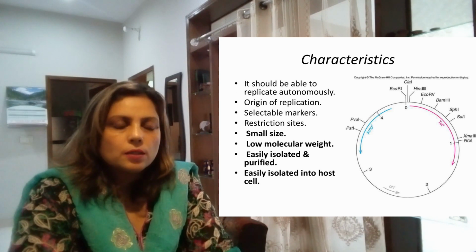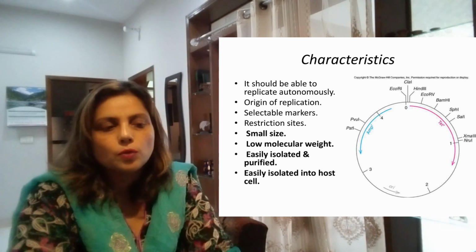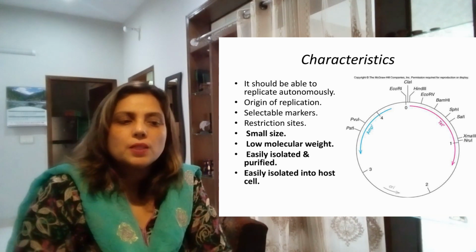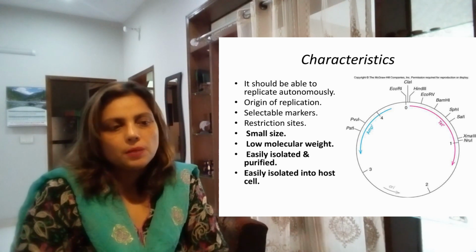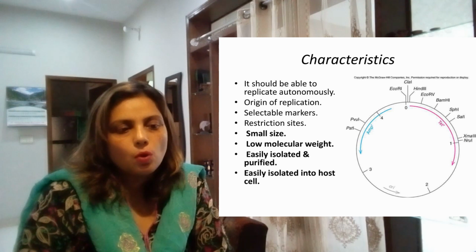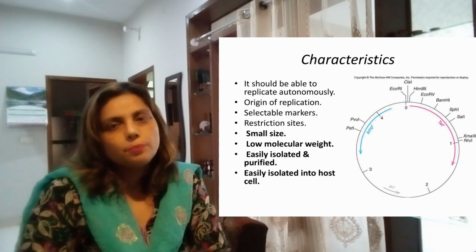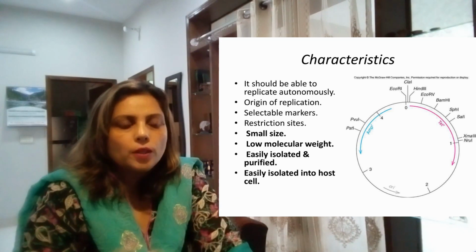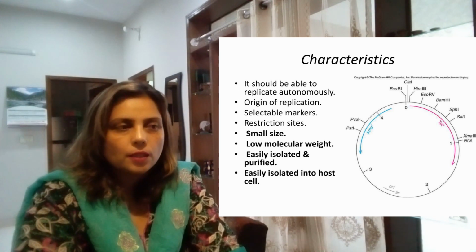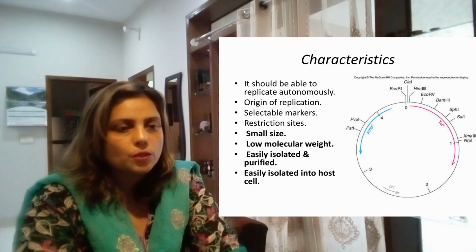When we talk about the characteristics of plasmids, they should be able to replicate autonomously, and they must have an origin of replication. They must have selectable markers and also restriction sites. The size of the plasmid must be very small, with low molecular weight. They should be easily isolated and purified. We can take these plasmids from the host cells and also transfer them into host cells, so their size should be very small.